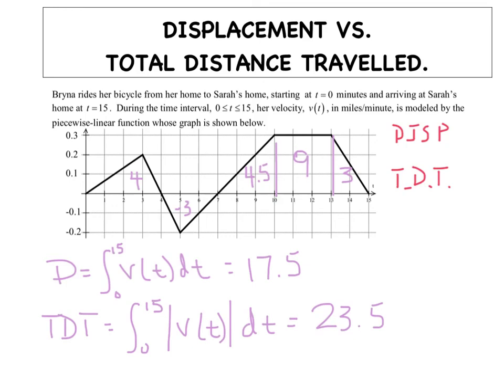The next question I want to pose is, was there ever a moment where Brina turned around, or did she just pedal straight to Sarah's house? We could say she turned around right at 4. It's almost like she forgot something and had to go home. So she pedaled real fast, got home at t equals 7, then turned back around and continued on her way to Sarah's house. There are a lot of questions they could ask us about these.